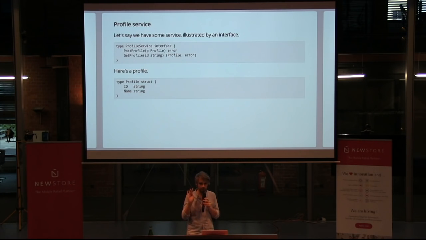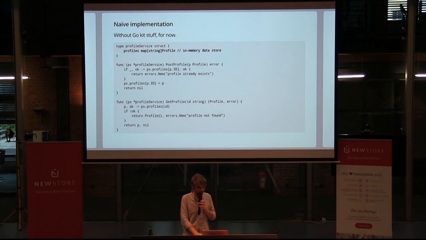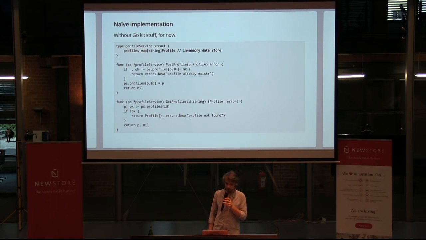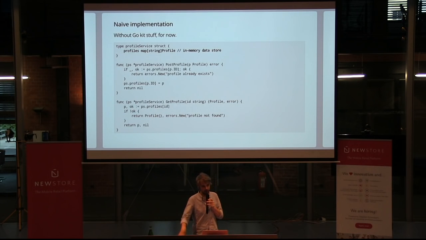So if you start here, how would you naturally think to turn this into a, let's say, REST-y RPC microservice talking over HTTP? So let's start with that naive implementation. Without any Go kit stuff at all, we're going to have a profile service struct, lowercase p, which is going to implement that interface. And just to start, it's going to be an in-memory data store. So all the profiles are just in a map.